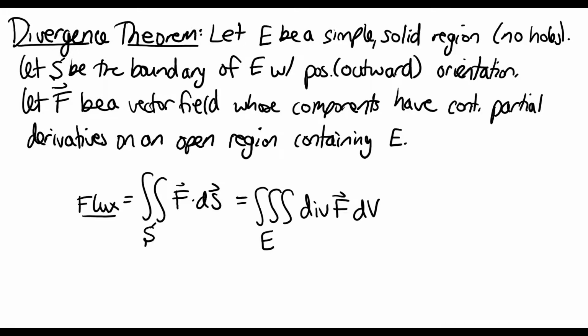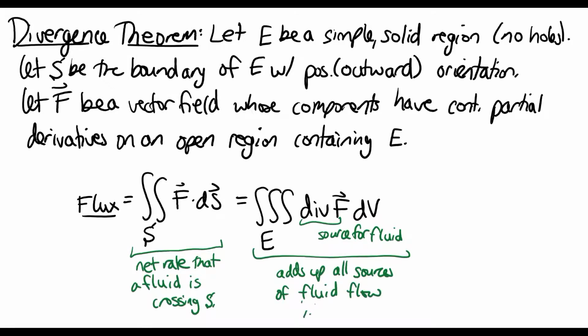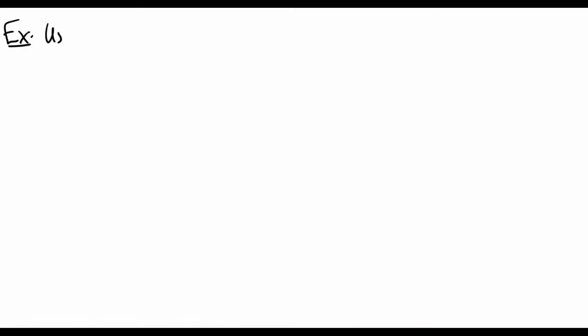Let's talk about what this means physically. If F represents the velocity field of a fluid flow, the flux computes the net rate that the fluid is crossing S. Recall that the divergence computes at each point if the point is a source for the fluid flow. So what this triple integral does is it adds up all the sources for the fluid flow inside the region E, and this is equivalent to computing what's happening on the boundary of E. This theorem is very nice because it can allow us to bypass computing a surface integral and do a triple integral instead.